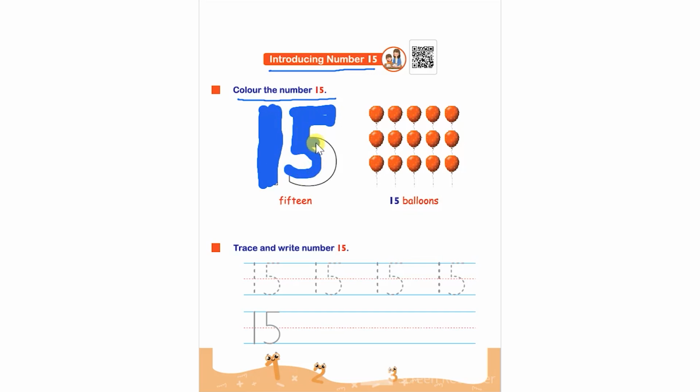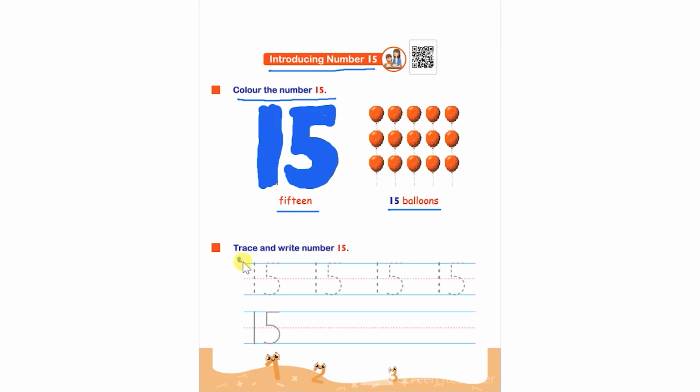After doing this, the child has to read the word 15 which is given over here, and after that please emphasize them on looking at the balloons which are given over here. So there are 15 balloons.